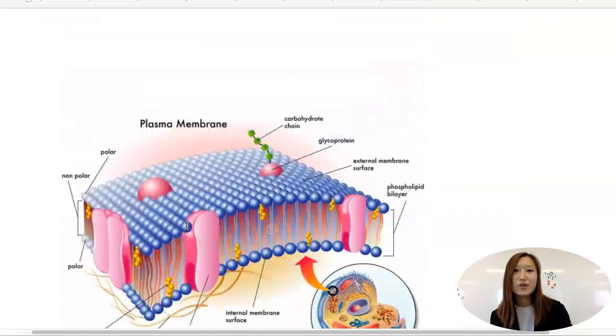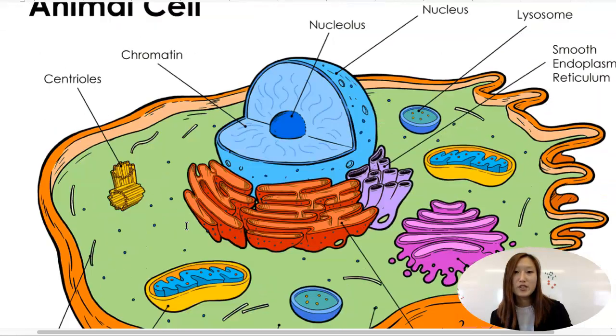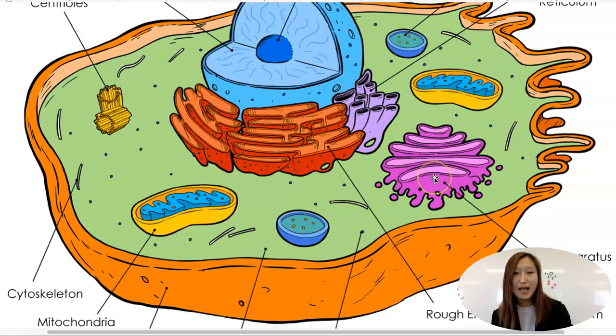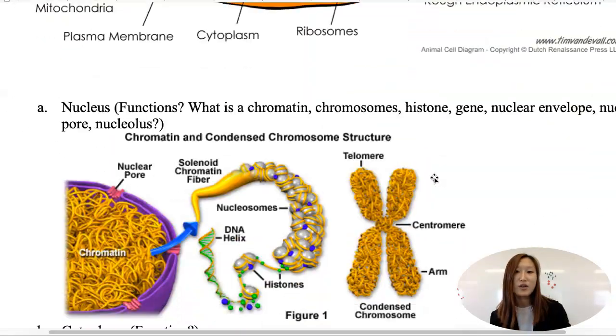Where are they located? How do you know? All right, let's look at this picture. So rough ER and the smooth ER are both directly attached to the nuclear membrane, so it's right outside the nucleus. And then we have the Golgi apparatus, which is a little bit farther away from the nucleus. It's floating on its own.